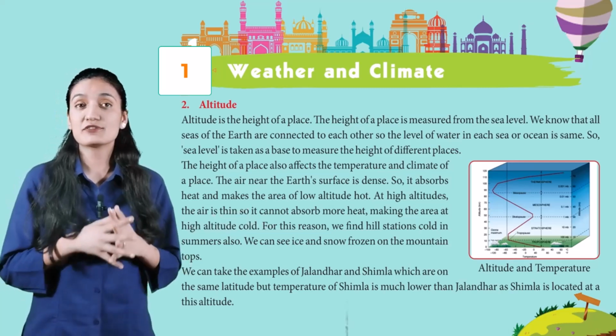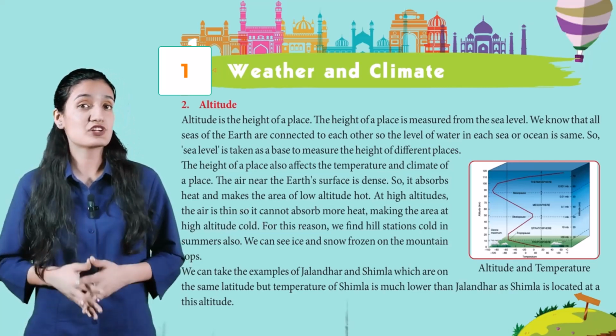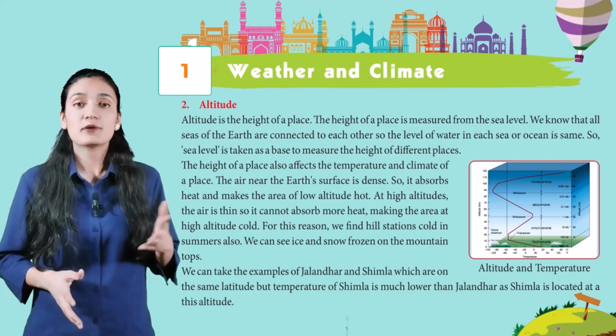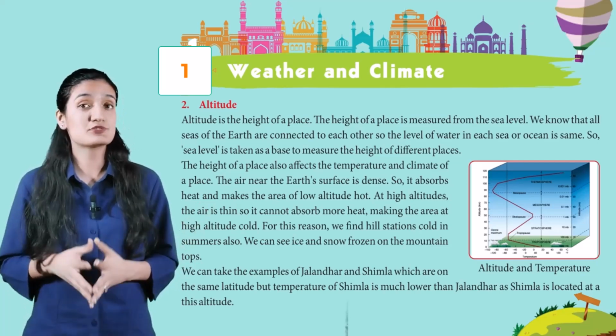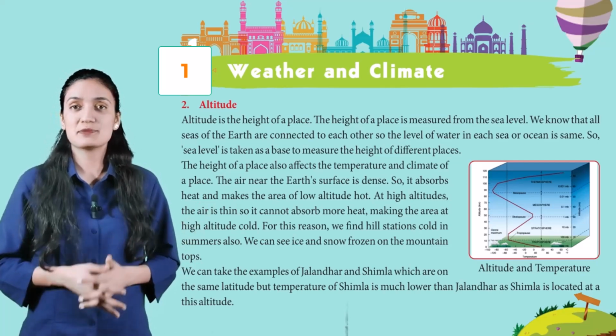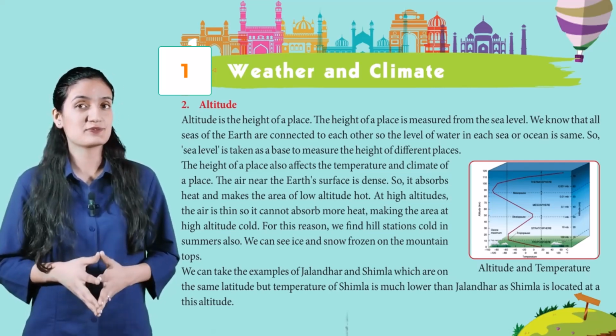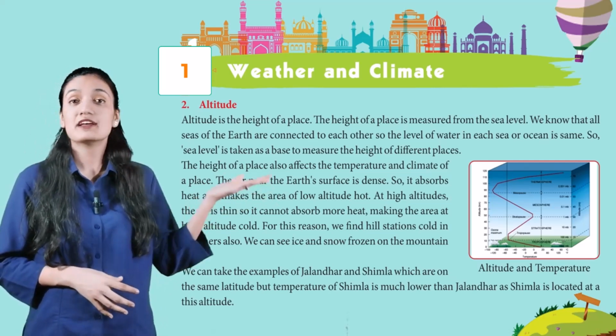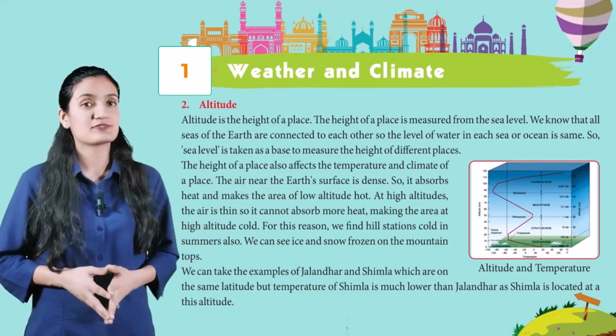We can take the example of Jalandhar and Shimla, which are on the same latitude, but temperature of Shimla is much lower than Jalandhar as Shimla is located at a higher altitude. Here you can see the picture, altitude and temperature.